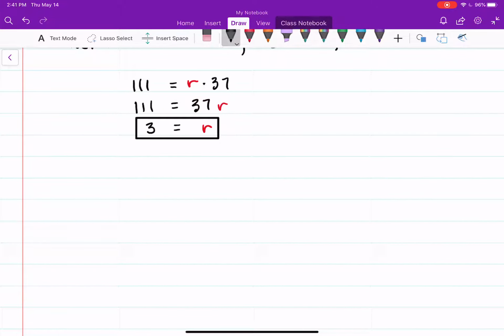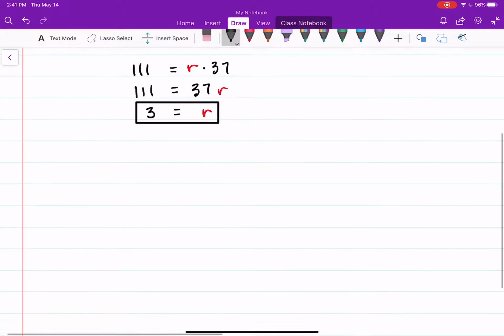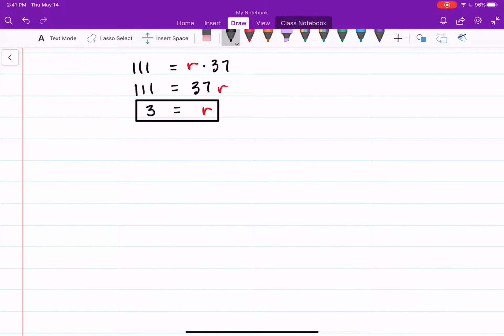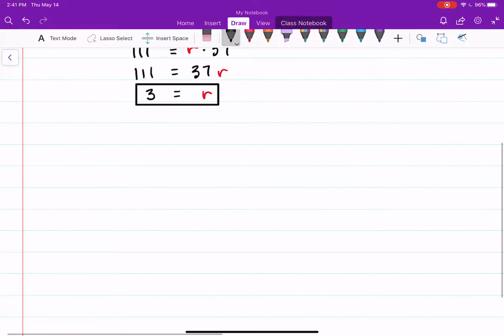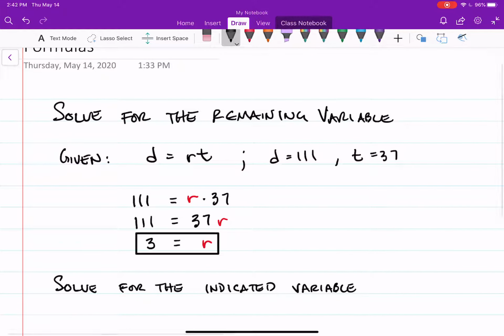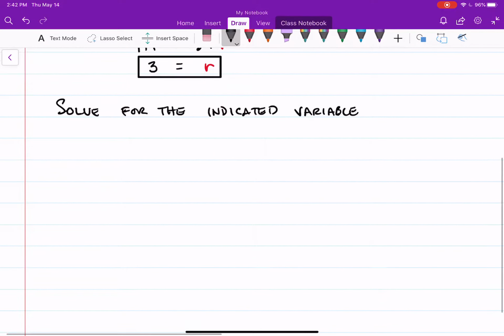Now, you could get a little bit harder problem, which is going to say solve for the indicated variable. Okay, so it is very different. Solving for the remaining variable means they're going to give you numbers and you'll have one variable remaining to solve for. Where solve for the indicated variable, it might not be giving you values for those variables.